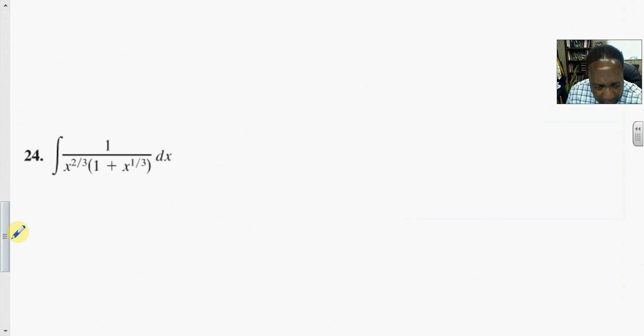Okay, good. Now, this is tricky. One thing I know about this x to the 1/3 is that its derivative will pick up this x to the 2/3. What about that 1? Let u equal 1 plus x to the 1/3. In the du, that 1 will go out in the derivative, right? So it's not in the way.